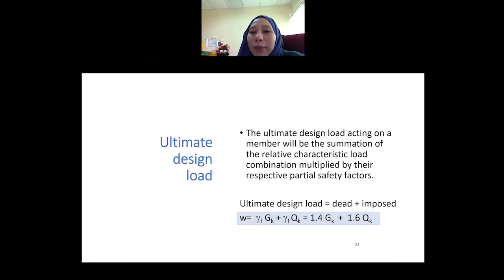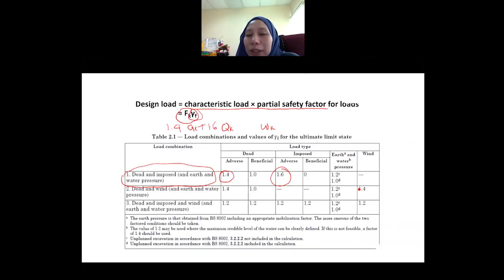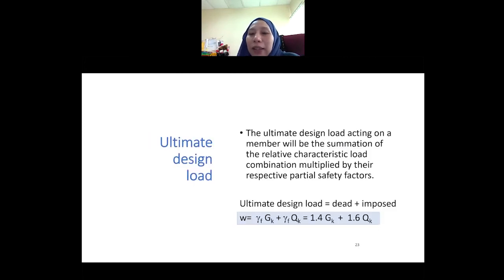Okay, this is what I'm talking about. Inilah datangnya daripada partial safety factor yang kat belakang ni. So, this is the result of the table belakang. Ultimate design load referring to W ni. So, W is ultimate design load equal to 1.4 GK plus 1.6 QK.